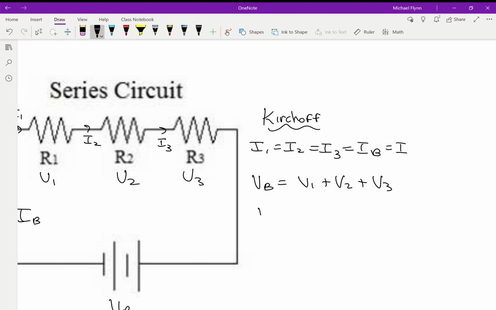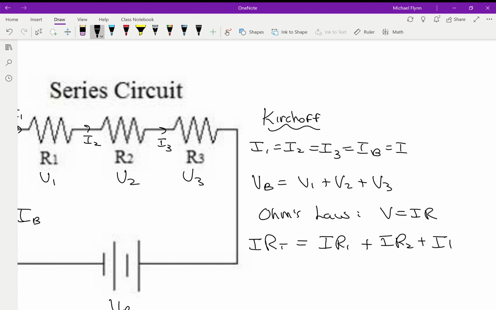Now I'm going to use Ohm's law. Ohm's law tells us that V equals IR. So I'm going to replace VB with I times the total resistance in the circuit, which equals, and then V1, I'm going to replace with I1 times R1. In fact, let me do it like this: I times R1 plus I times R2 plus I times R3.